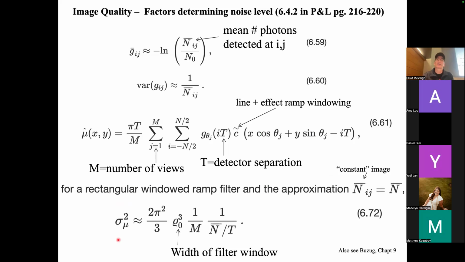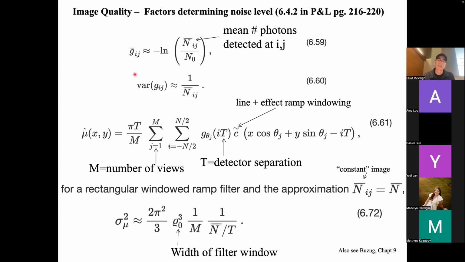Then this is the derivation for you. It's like 2 pages. It does take a while to get through because there are so many darn symbols flying around. But basically, at a position ij in your image, you've got a mean number of photons detected there, divided by N naught, which is basically our air scan, and that gives us GL theta. This is indexed as ij because the whole thing is done discretely, but it's GL theta here, and that's the average of GL theta.